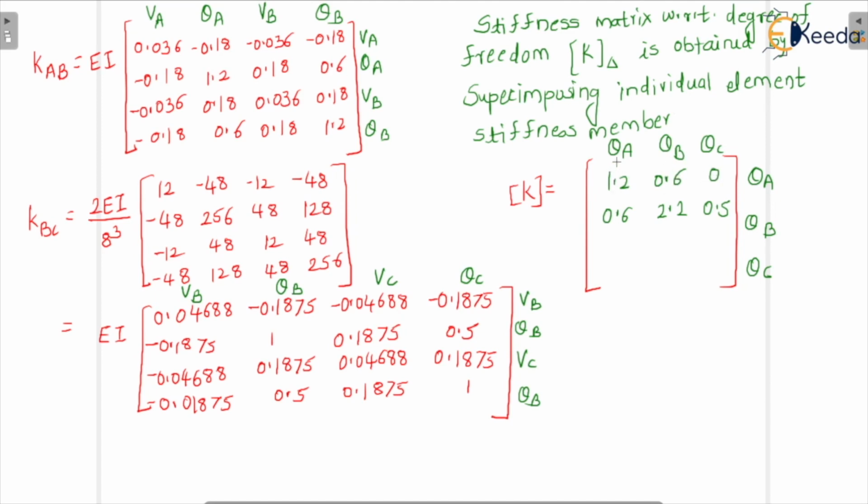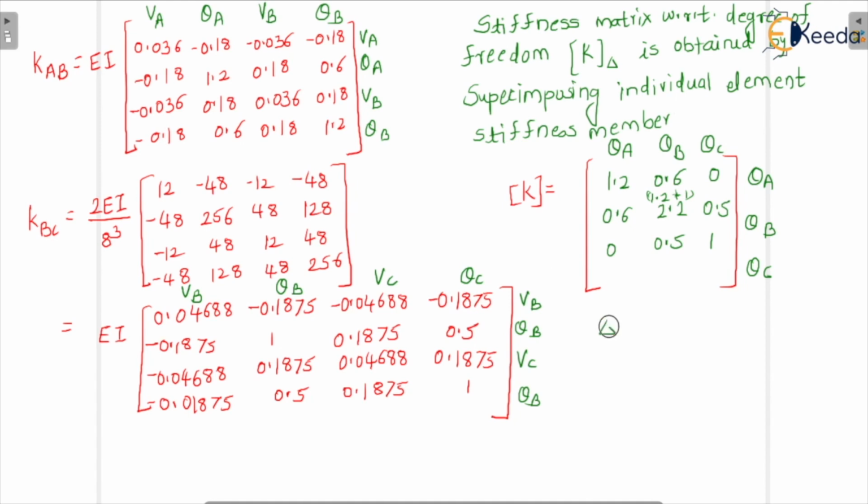Okay, but for the next row, it is 0.6 for theta A, and theta B is 2.2. So this 2.2 is because of 1.2 plus 1. So that's how we get it here as 2.2. Okay, and then here it is 0, 0.5 and 1. Okay, so this is our stiffness matrix after superimposing. So 1.2, 0.6, 0.